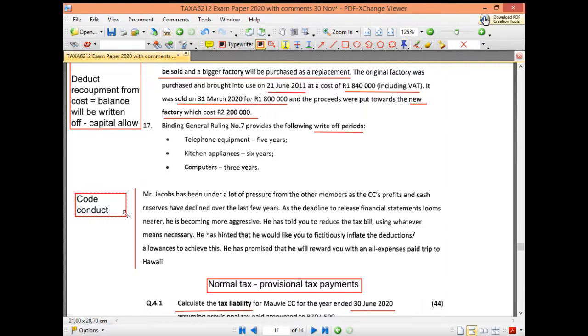Okay, so in some of the past papers, they do ask you to explain the impact on the code of conduct, which actually comes from your other subjects. So just make sure that you know from a code of conduct point of view what could potentially be the impact. So it's generally your self-interest or familiarity threats or those type of things you would have to list here.